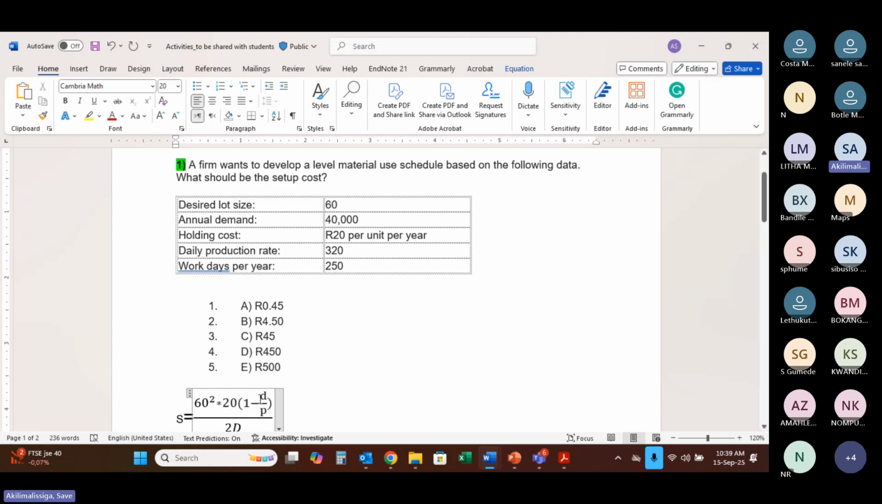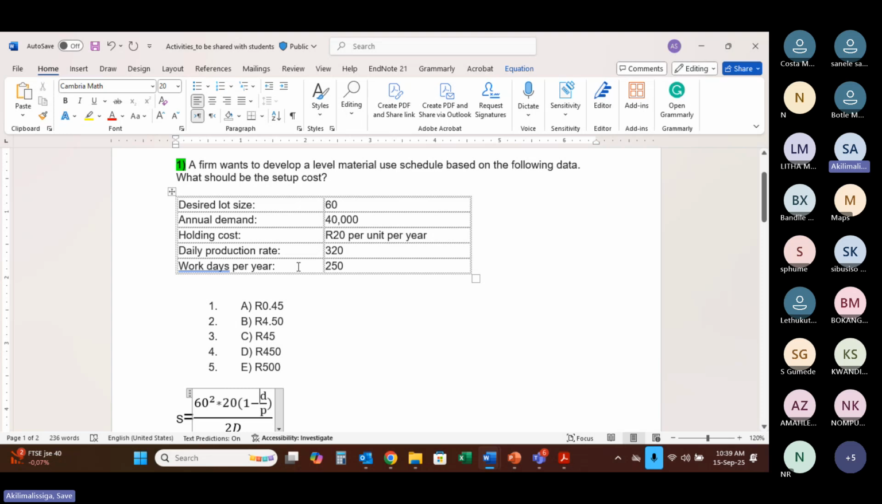And 1 minus small d divided by small p. Small d here is the daily demand. If you look at this table here, you don't have the daily demand.